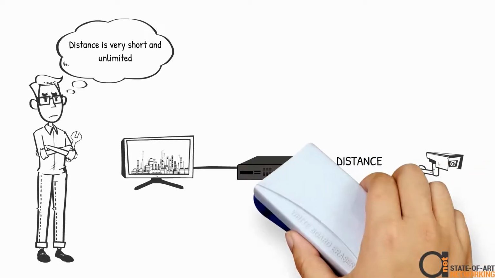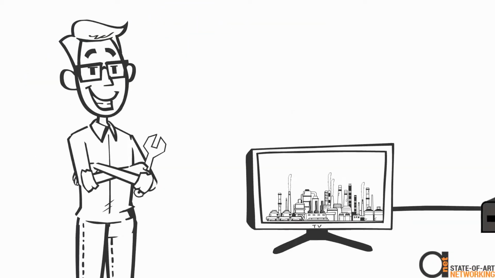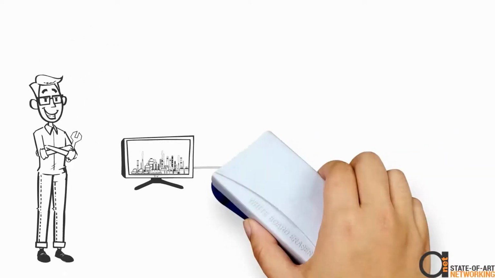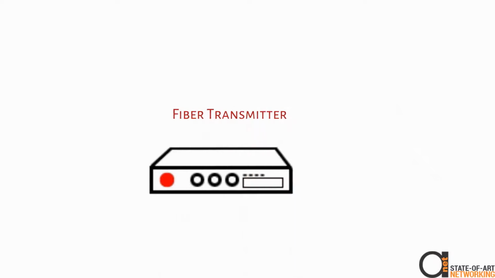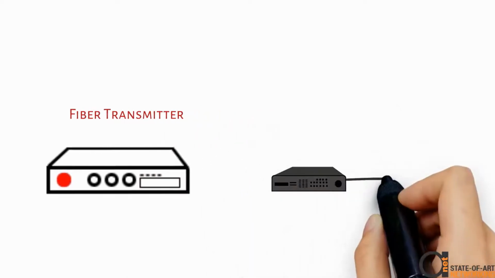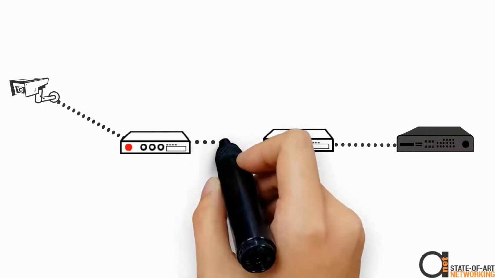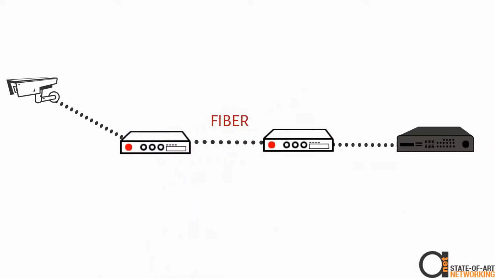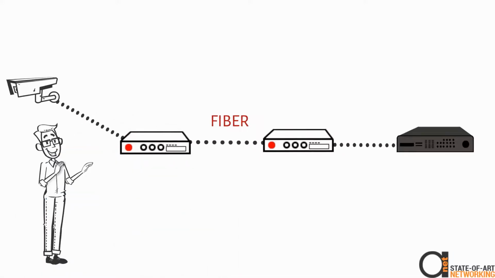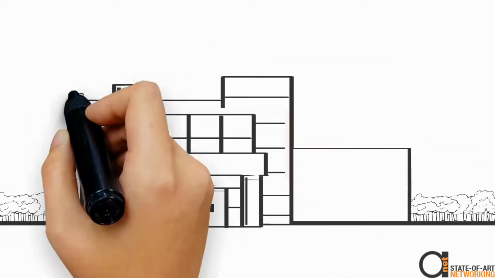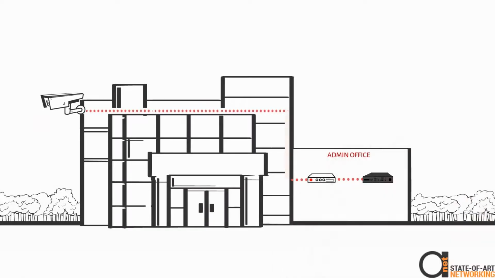Now, here is where ADNet's AHD, TVI, CVI video over fiber transmitter and receiver sets come to your help. So now you have a fiber transmitter at the camera side and a fiber receiver at the remote side where your DVR and monitors are. Now, in the middle, between ADNet AHD transmitters and receivers, you have a fiber strand. And now, you are not limited in distance anymore. You can reach 20 kilometers, 40 kilometers, or more, as long as you install fiber.